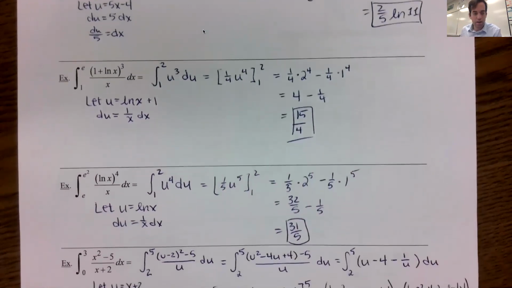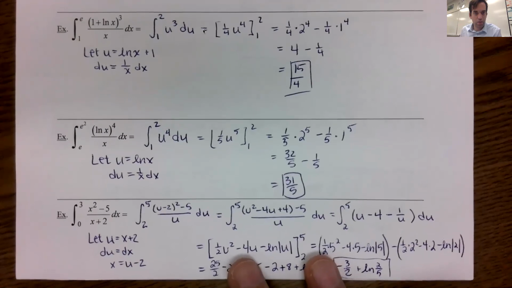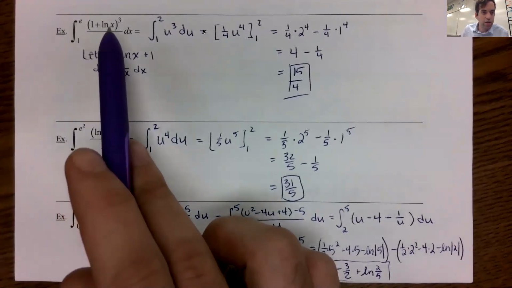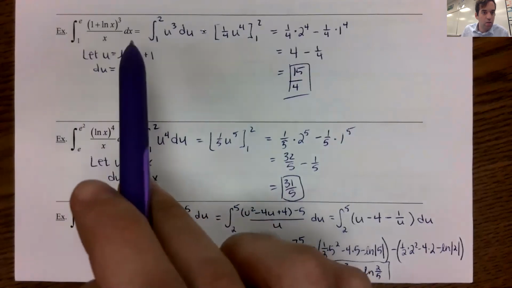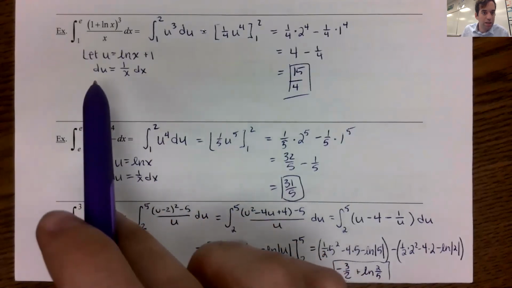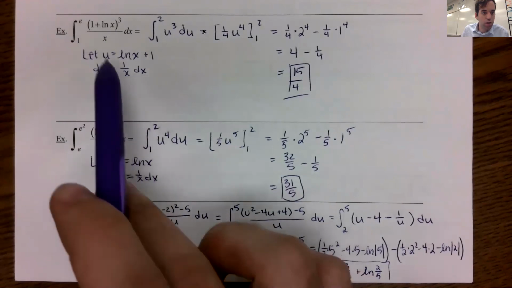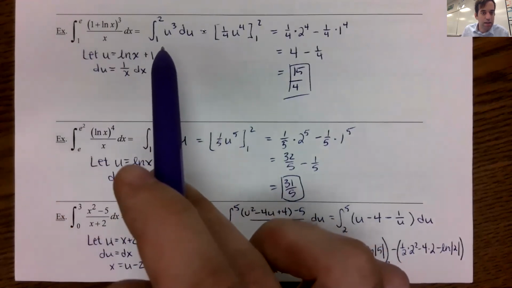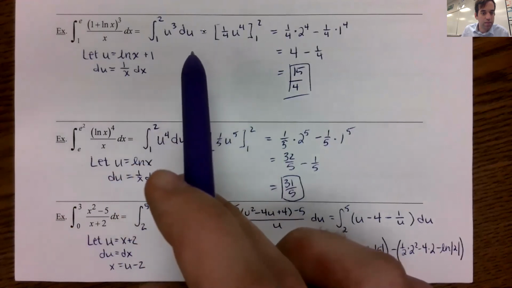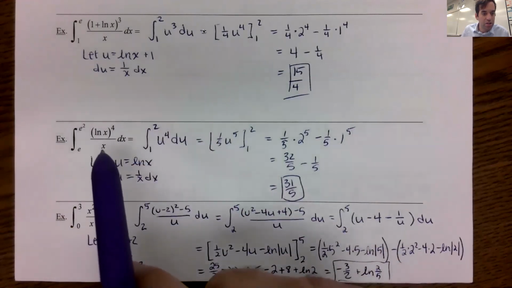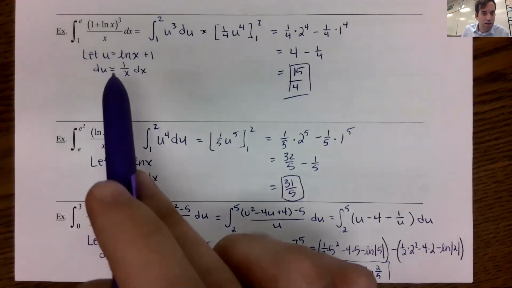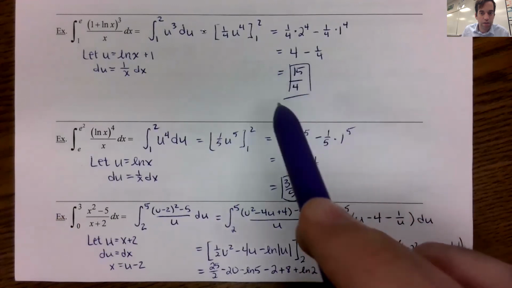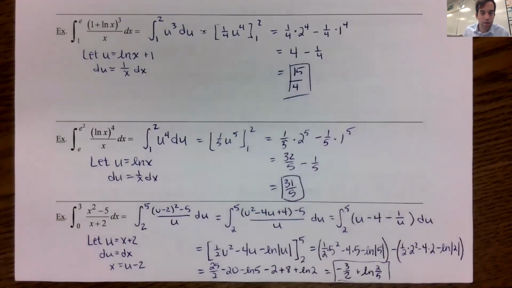And here are the last 3 examples. All right, so in the first one, u is actually natural log of x plus 1, which is a little bit backwards, but that's because the derivative then is 1 over x. So that actually gets rid of the denominator that way. So that's an alternative way to do that one. When the denominator is just x and the numerator has natural log in it, that's usually a sign that you want to do it that way. So these two have answers of 15/4 and 31 over 5.